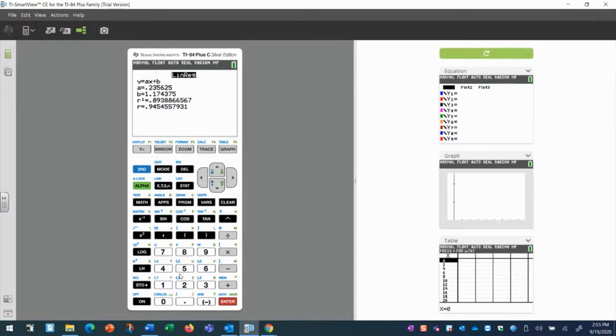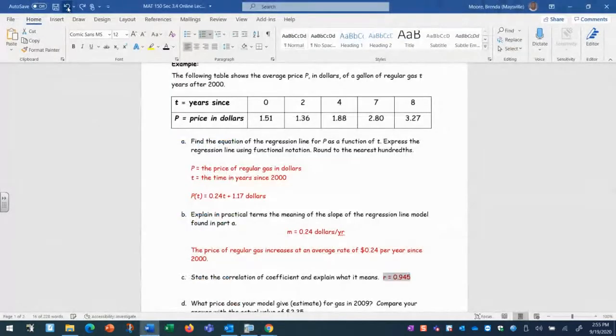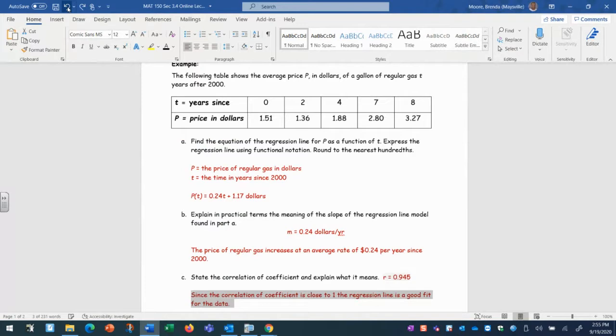So let's go ahead and write our R in. Therefore, since R is close to 1, the regression line is a good fit for the data.